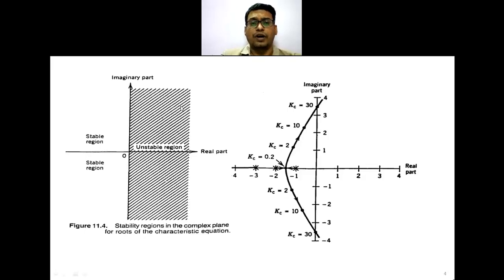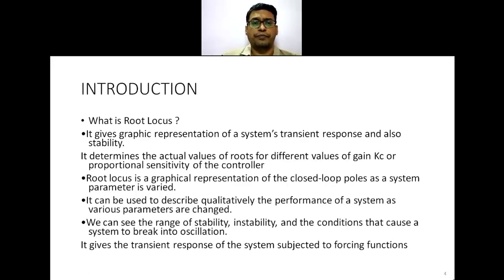However, your Routh array test only talks of whether the roots are negative, then it's a stable region. If the roots are positive, that is on the right hand side of the imaginary axis, it becomes an unstable system. Then what is a root locus diagram?